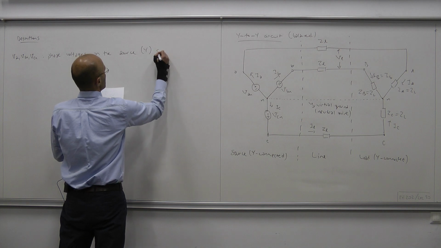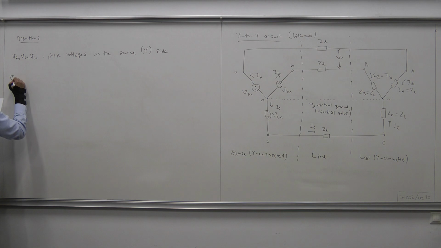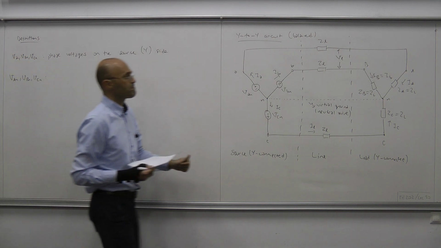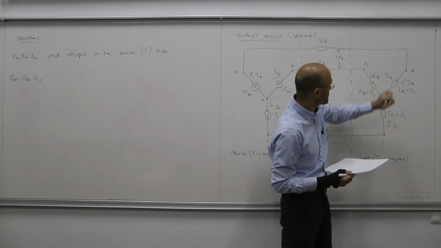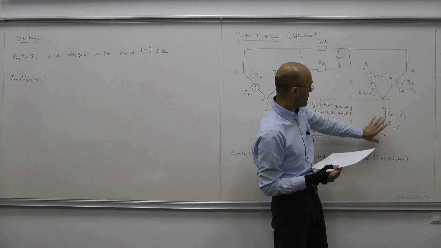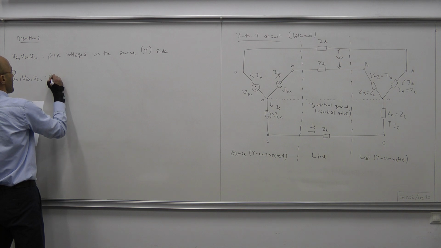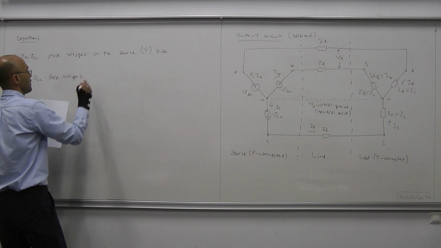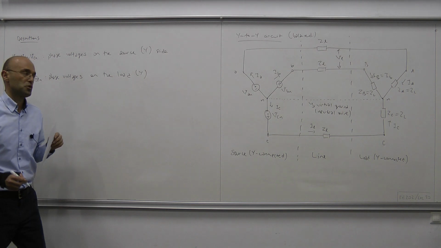Which is Y connected. And we have V capital A N, V capital B N, and V capital C N. These are the phase voltages on the load side, which is also Y connected. So we're talking about these voltages, plus minus VAN, plus minus VBN, and plus minus VCN. Those are the phase voltages on the Y connected load side.